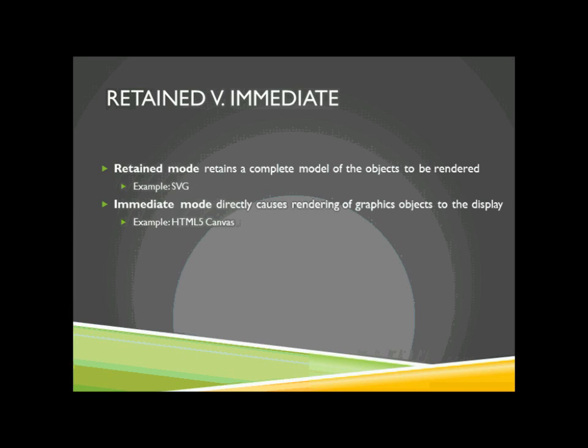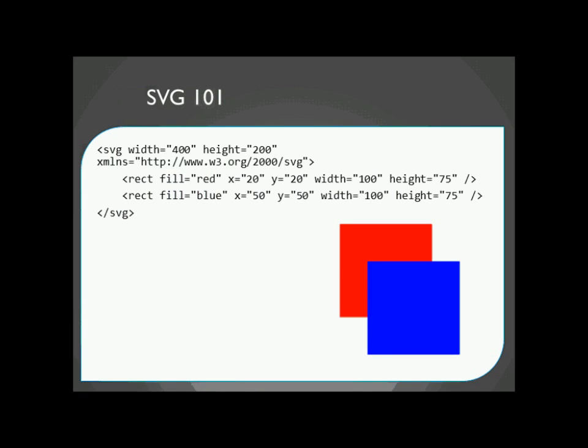Retain mode keeps a model of the objects that are rendered. So therefore, that's what allows us to work with it with JavaScript as well as style it with CSS. So you do have it in memory, and you can work with those objects that way. So it allows you to apply state and all that good stuff, and work with those objects and not just have them forgotten, have to re-render your whole screen every time you do something.